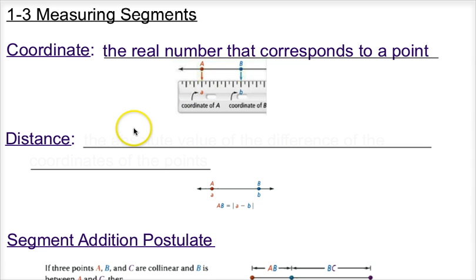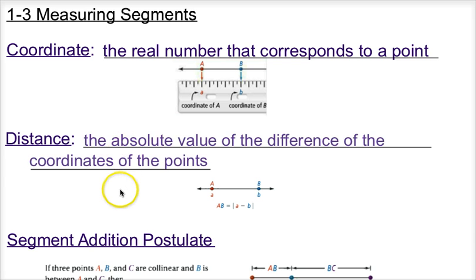Now what we're going to do a lot is find the distance of a line, so I'm going to find the distance from A to B. The distance is the absolute value of the difference of the coordinates of the points. So it's the absolute value of the difference, which means to subtract, of the coordinates of the points. So again, I have the example, I have the coordinates A and B, so I want to find the length of AB, so I put those two capital letters together like that.